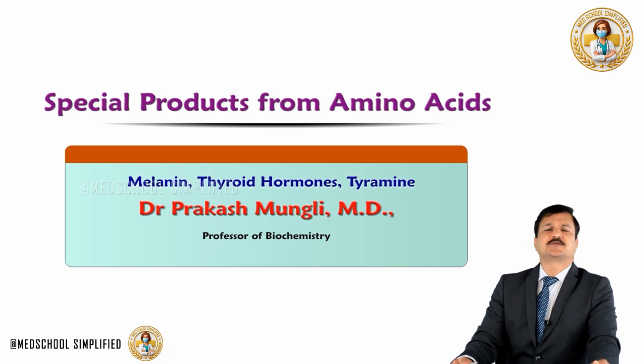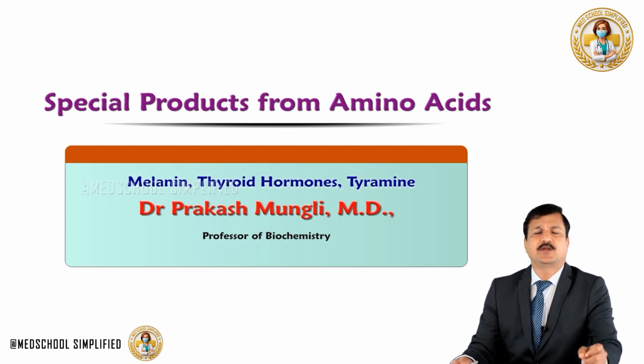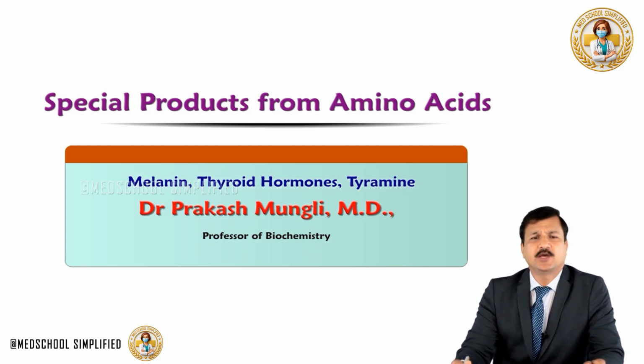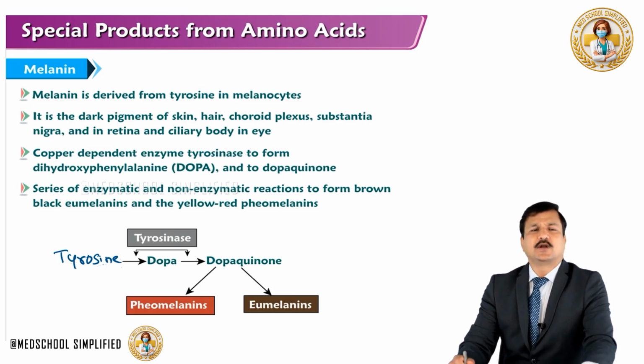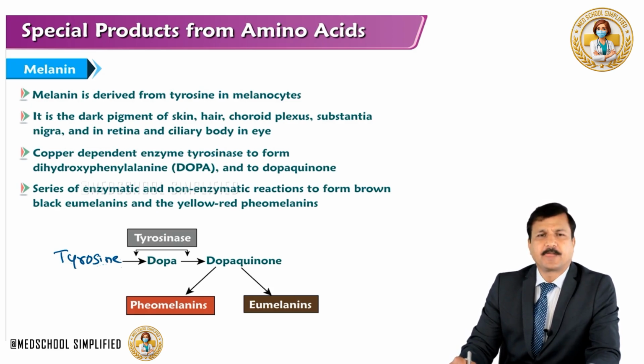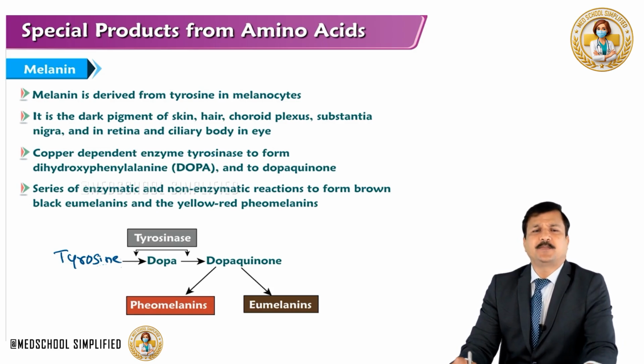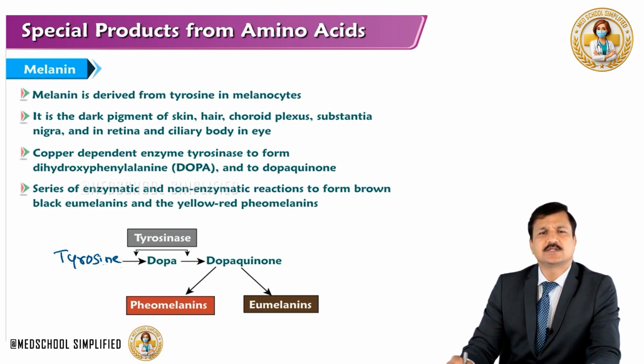In this series on special products coming from amino acids, I will be going over melanin, thyroid hormones and tyramine. Now let's get into details on melanin. Melanin is a skin pigment which is synthesized in the melanocytes of our skin. And the amino acid tyrosine is the one that is converted to melanin.